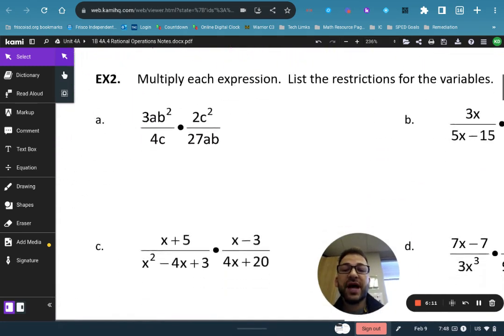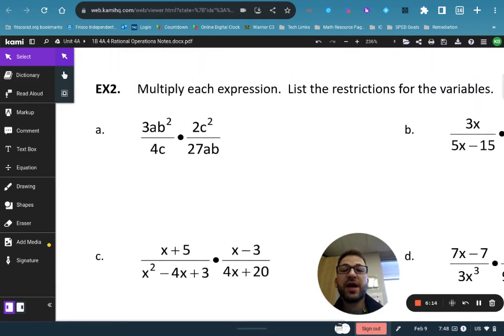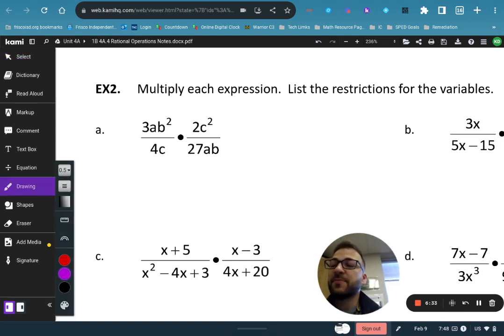So let's look at example 2. Let's do this first one. 3ab squared over 4c times 2c squared over 27ab. So with this one, everything's a monomial technically because everything's being multiplied. So I don't really have to do any restrictions or any simplifying right off the bat. So instead, I'm just going to start by multiplying across.